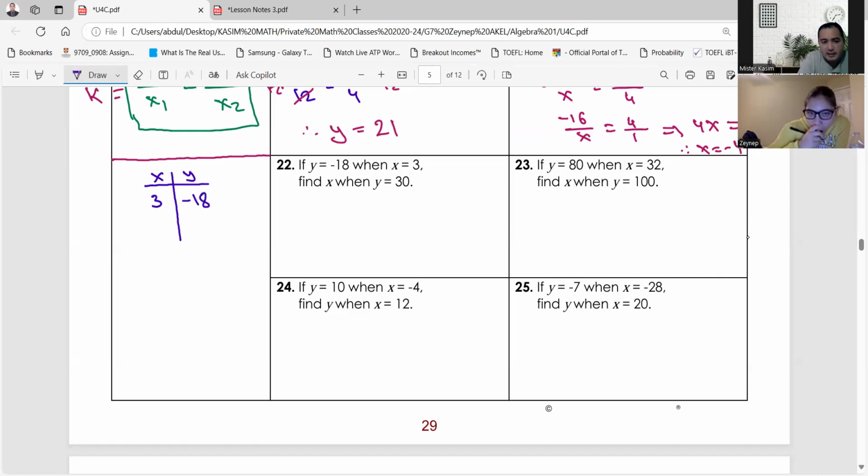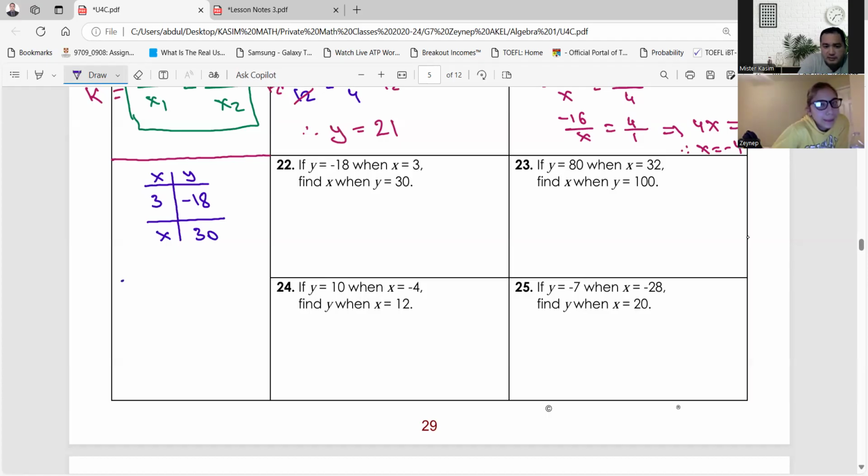Okay, and find x when y is equal to 30. So we need to find this x when y is equal to 30. What is that? 10? Yeah, when x equals 10, y equals 30. Could x equal 10? No.